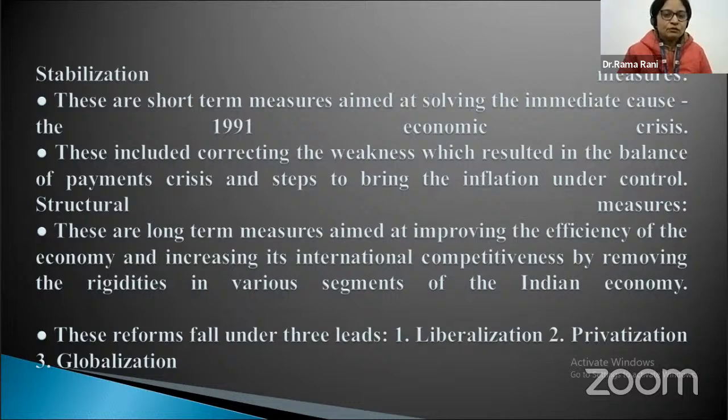Stabilization. These are short-term measures aimed at solving the immediate cause, the 1991 economic crisis. These included correcting the weakness which resulted in the balance of payments crisis and steps to bring inflation under control. Structural measures. These are long-term measures aimed at improving the efficiency of the economy and increasing its international competitiveness by removing the rigidities in various segments of the Indian economy. And these reforms fall under three heads: liberalization, privatization, and globalization.